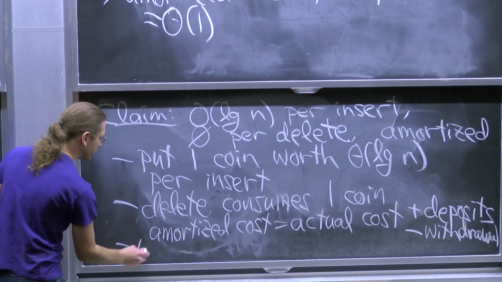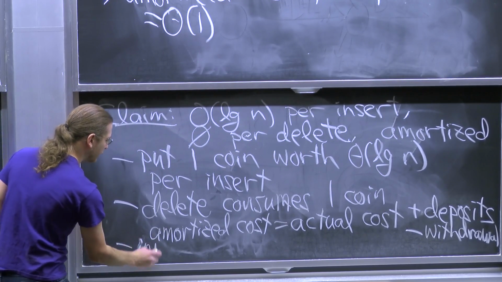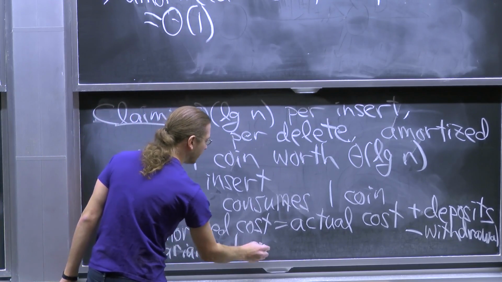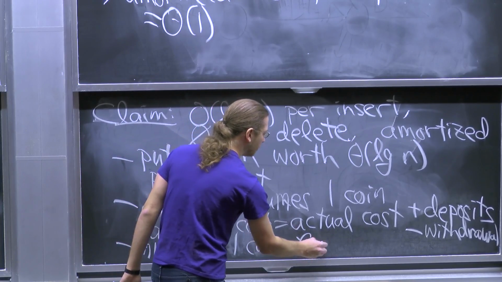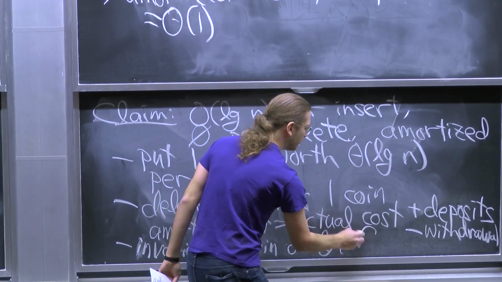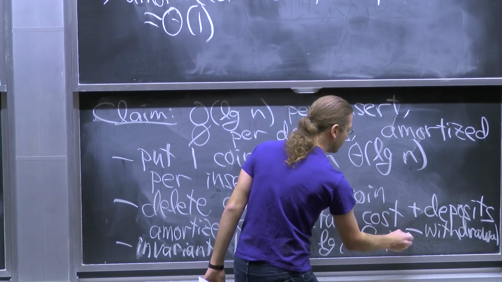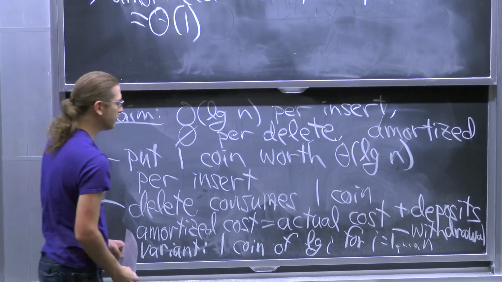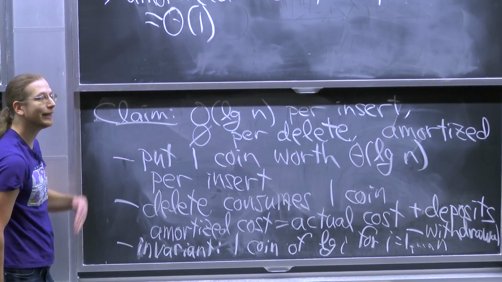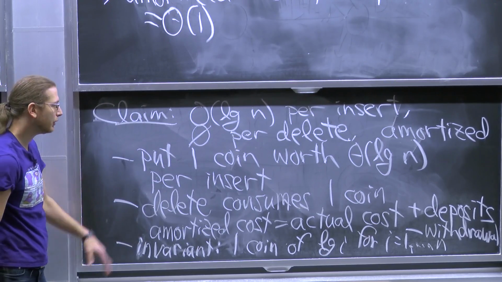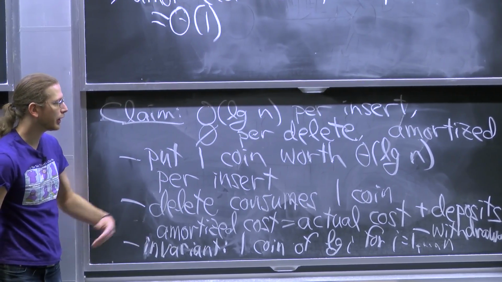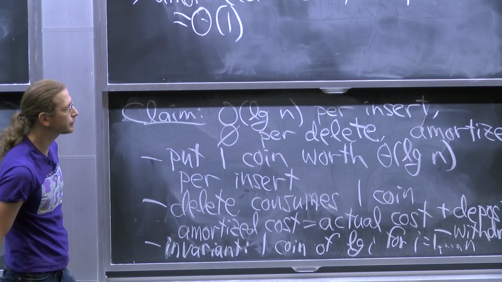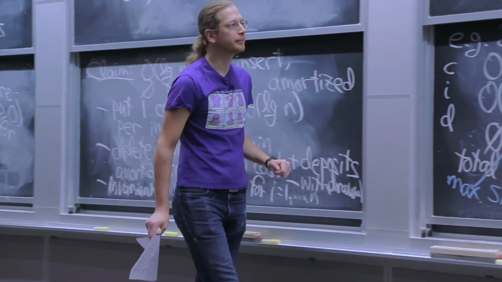I guess the invariant is one coin of value log i for i equals 1 to n. And you can check that invariant holds. When I do a new insertion, I increase n by 1, and I make a new coin of log that value. When I do a deletion, I'm going to remove the last coin of log n. So this does work out. So we got rid of the n star.